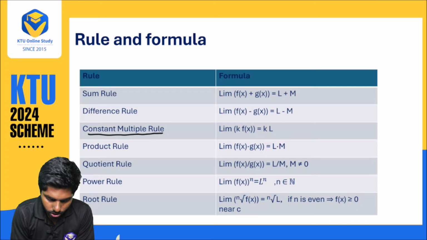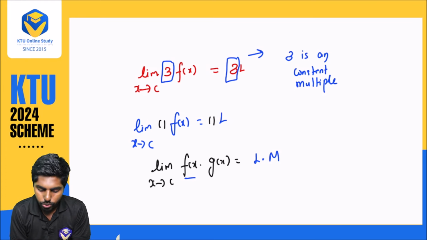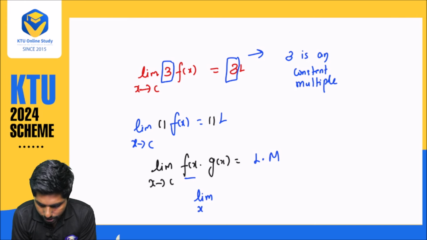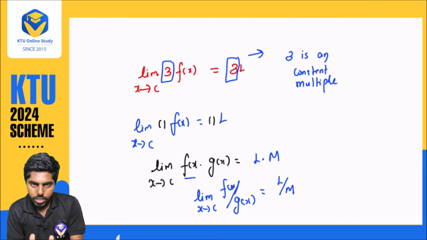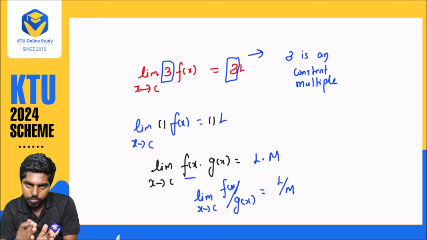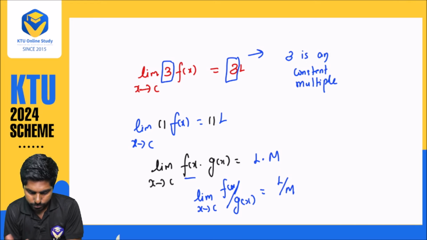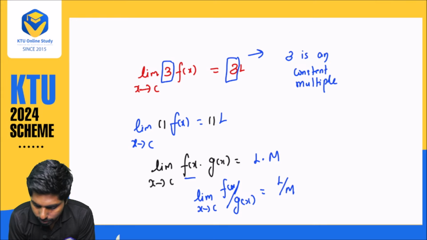Now, the quotient rule means it is a division rule. When it comes to division, you want to be very careful. The limit as x approaches c of f of x divided by g of x is equal to L divided by m. The limit of f of x is L and the limit of g of x is m. But here there is a certain condition you should be careful about: m is not equal to 0.